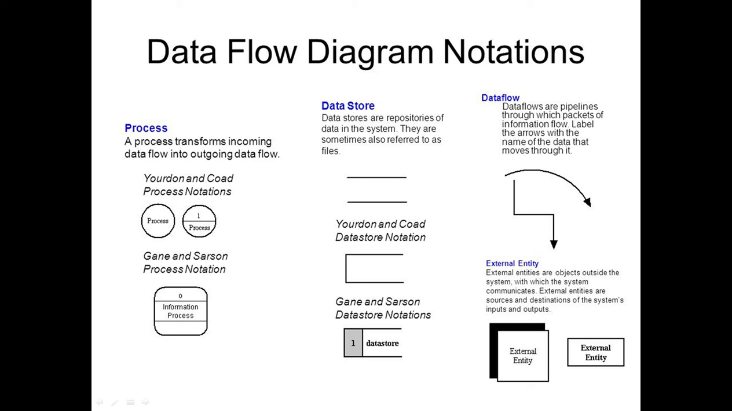The arrows represent data flows. Data flows are the pipelines through which packets of information flow. And then external entity. External entities are represented by square, rectangle, like that. That is a closed one. The external entities are objects outside the system with which the system communicates.